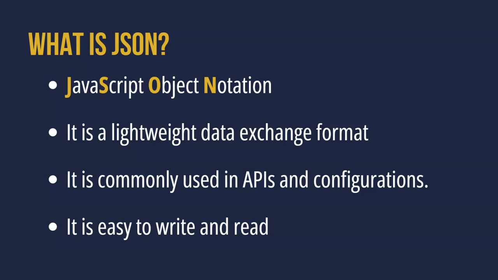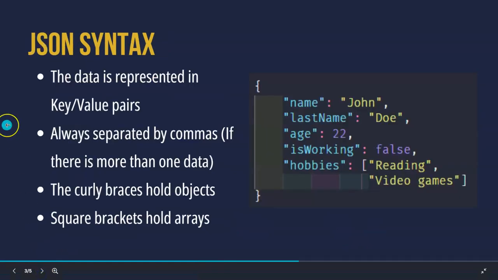Also, JSON is commonly used in APIs and configurations. So when we receive information from APIs, most of the time we will receive that in a JSON file or in JSON format. Sometimes maybe we will receive it in another type of format. But that brings me to my last point, that JSON is really easy to write and read. And right now, we'll discover the syntax that JSON uses.